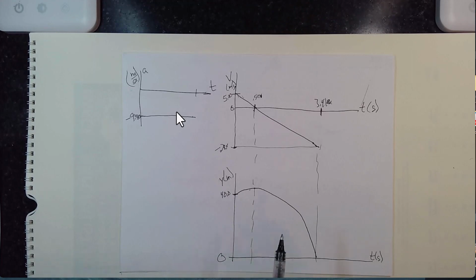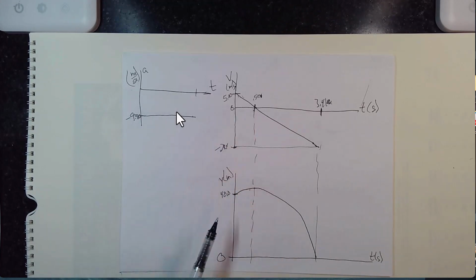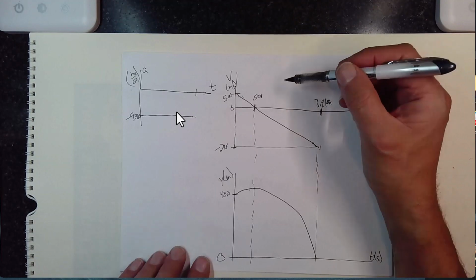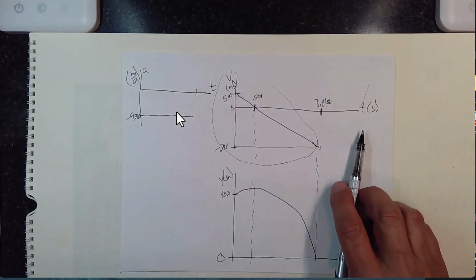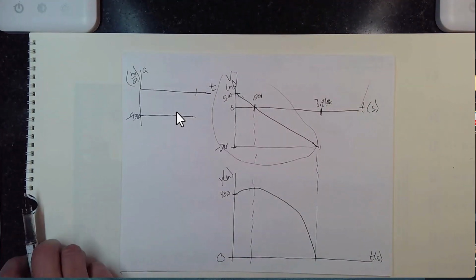So those are the a versus t, v versus t, and y versus t graphs for this particular thing. Make sure you can look at this v versus t graph and interpret what's going on and relate it to these other two graphs. It's a bit challenging.